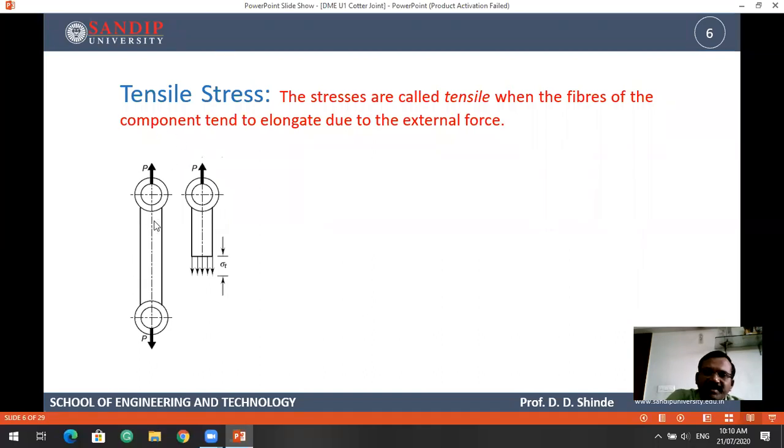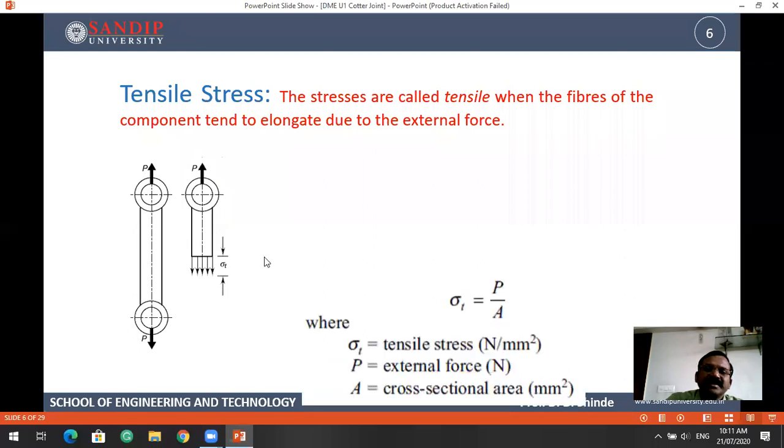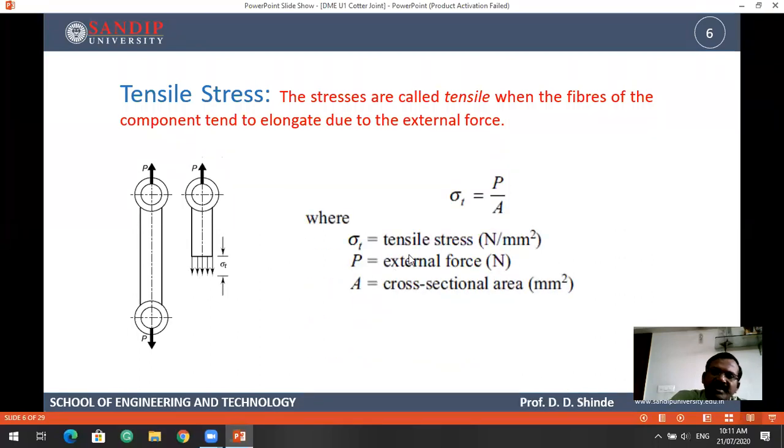Here you can see an element which is subjected to an axial force P, pulling the object up. In the second sketch, you can see that internal resistance will occur in the object. The molecules of the element will try to pull it inside. So that is the internal resistance which is set up. And as the force is pulling in nature, that means tensile in nature, the stress which is developed, we call it the tensile stress, where tensile stress is given by the equation P by A.